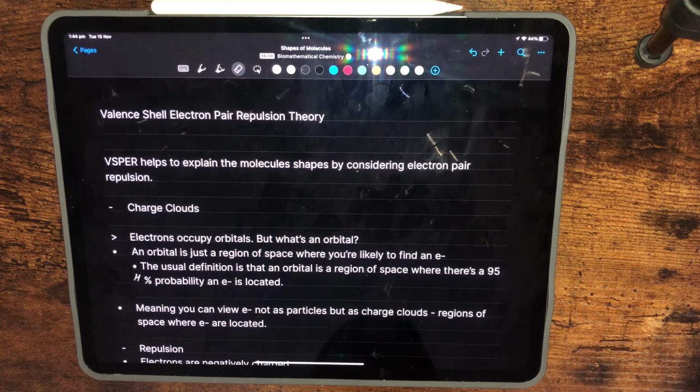Today I'm going to be doing a video on shapes of molecules. This is a very important topic in terms of the fact that it always comes up in the exam. Pretty much nearly always, they ask a simple question of what is the shape of this molecule? How would you describe the shape of this molecule? That's the type of question that they would ask in your exam.